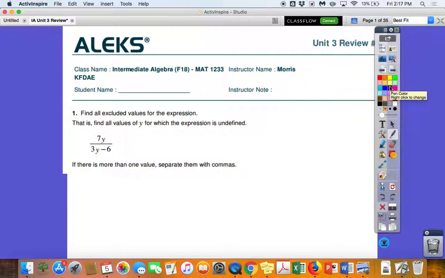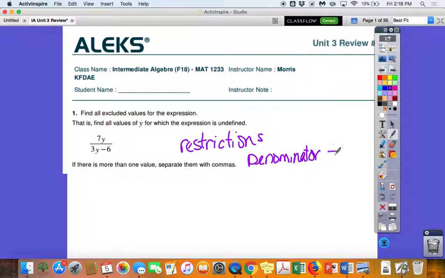Okay, so find all excluded values for the expression. So basically you're looking for your restrictions. When you're in a rational function, your restrictions are any number that makes the denominator equal to 0. So that's what you cannot have. Denominator cannot equal 0. So we've got to take whatever the denominator is and let it not be 0.